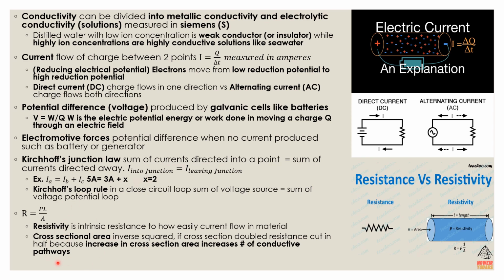And then here in resistivity, it's resistivity, which is kind of the same symbol as density, times length divided by area. So resistance is inversely proportional to cross-sectional area. If the cross-section doubles, for instance, resistance is cut in half. So the more area you have, the less resistance you have, because an increase in the cross-sectional area increases the number of conductive pathways. It means that resistance is going to get weaker, since there is more area to cover.